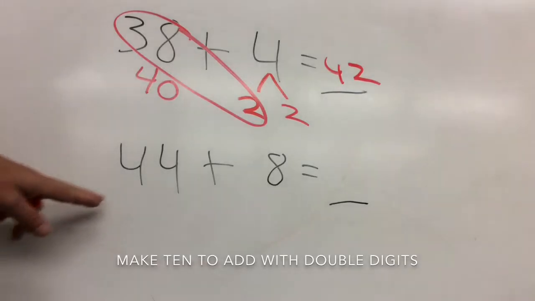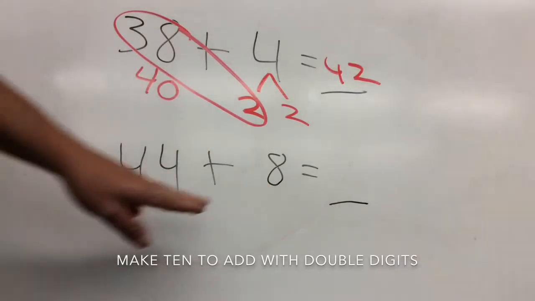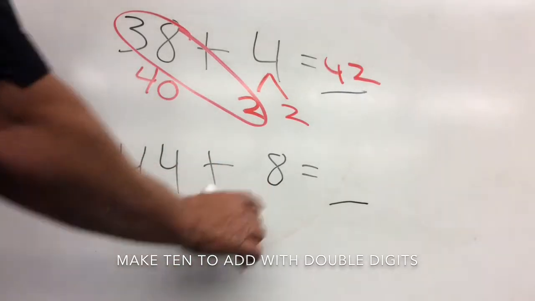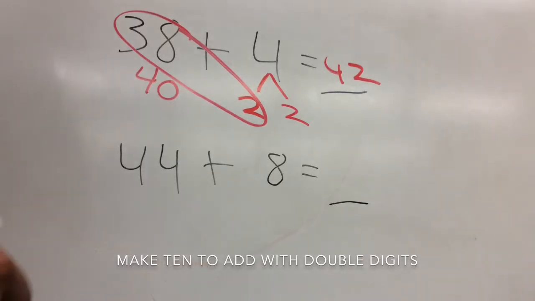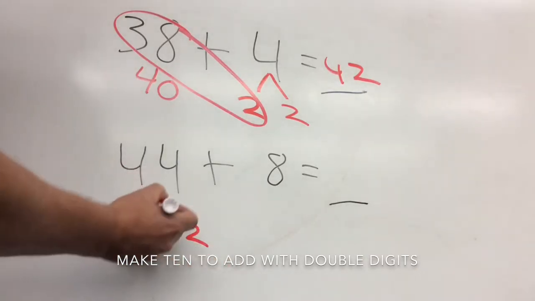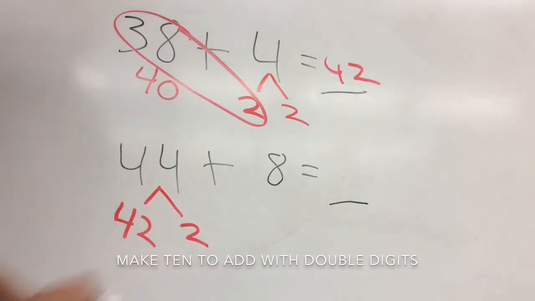What I'm going to do now is build up this 8 to a 10. This is another way we can do it. We can build up the smaller single-digit number. So I know that to get 8 up to the closest 10, which is 10, I need 2 to do it. And I know that if I take 2 away from 44, I'm left with 42.